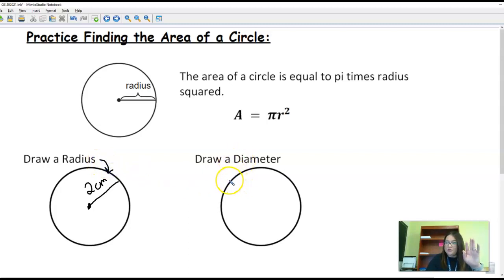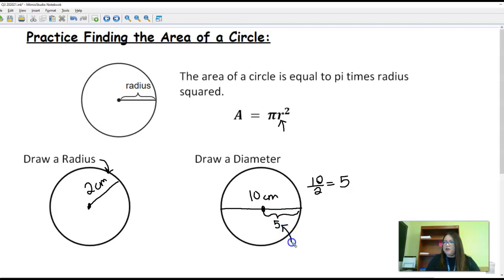Now, sometimes we have to be careful because they will purposely give us the diameter. What does a diameter look like? The diameter extends from one end to the other, passing through the center of the circle. Sometimes they're going to do this for us. Let's say they tell us that the diameter is 10 centimeters. But wait a minute, my formula for area of a circle needs the radius. What do I do? I chop it in half. So I'm going to do 10 divided by 2, which gives me 5. So from here to here, that's actually 5 centimeters. And if I want to use it for my formula, I have to use the radius.